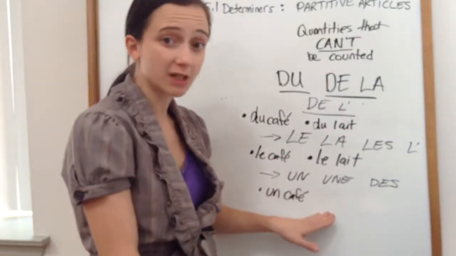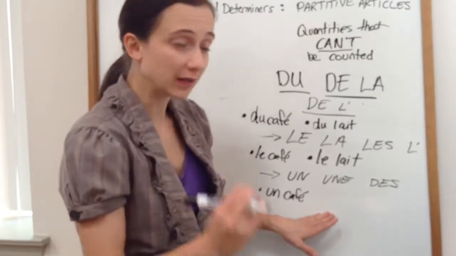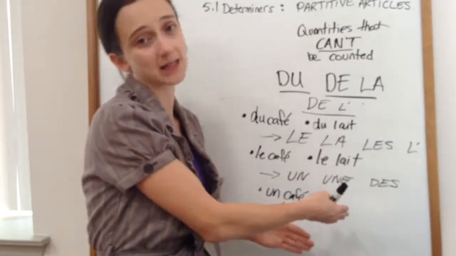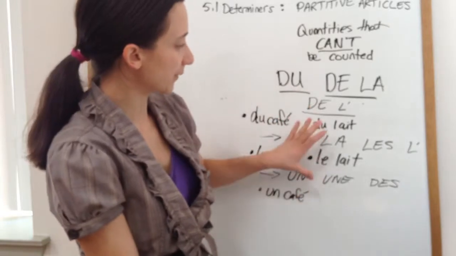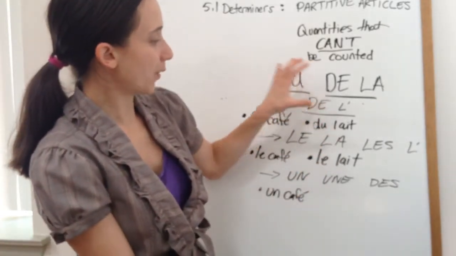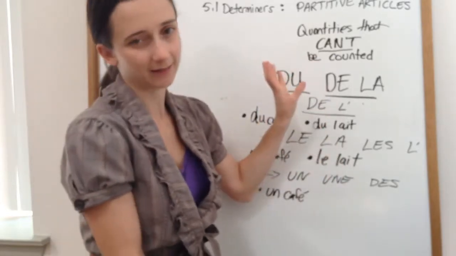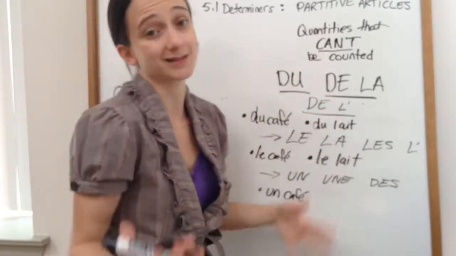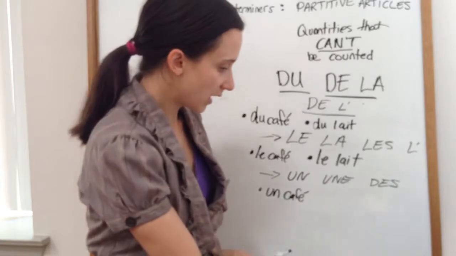But you couldn't use it here. I want a milk. I want 2 milks. That wouldn't make sense. So milk is a better example of where du lait, you're saying it's a part of a whole and it can't be counted. You're just basically saying some milk.